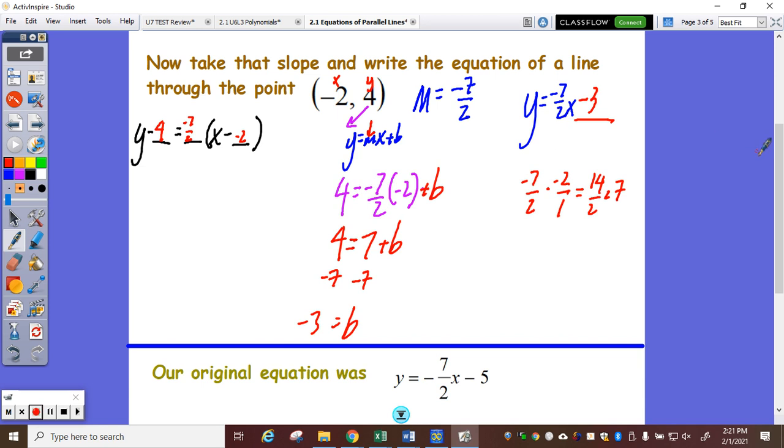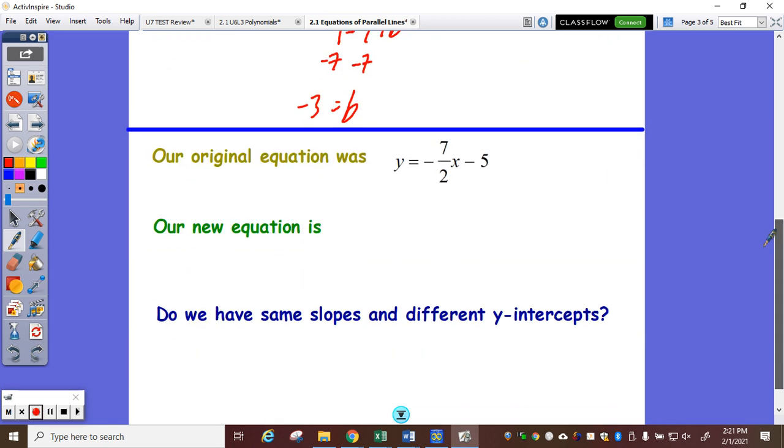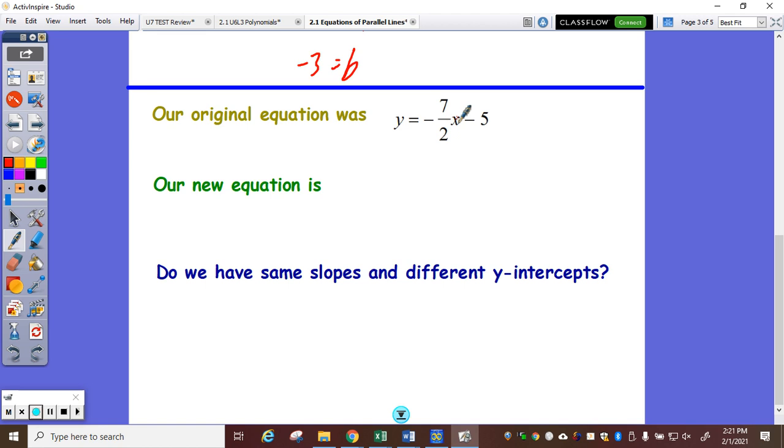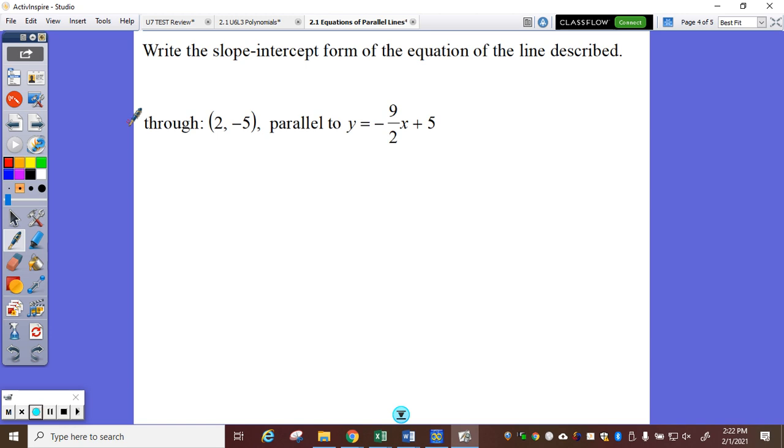Now, our original equation was y equals negative 7 over 2x minus 5. Our new equation is y equals negative 7 over 2x minus 3. Do these two have the same slope and different y-intercepts? Yes. Has the same slope, has different y-intercepts, so they are parallel lines. Okay?